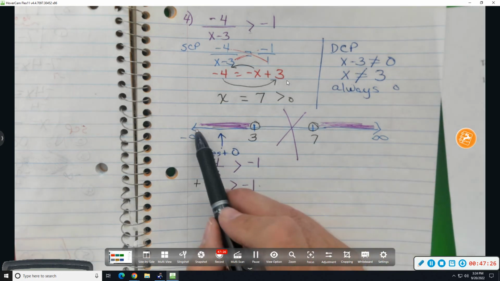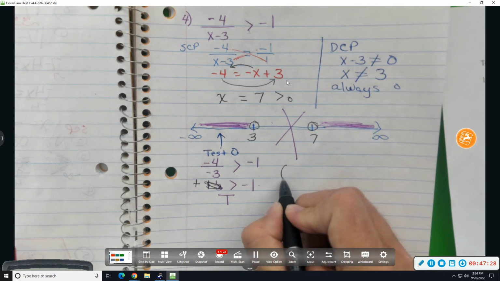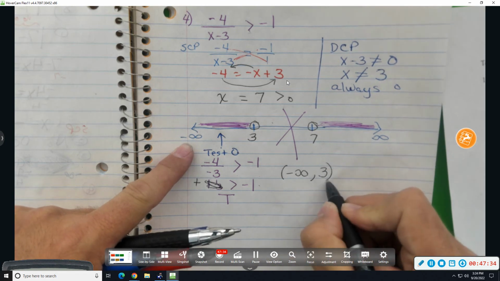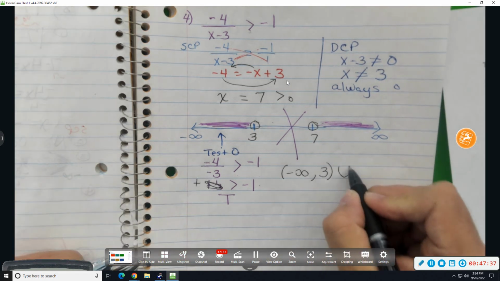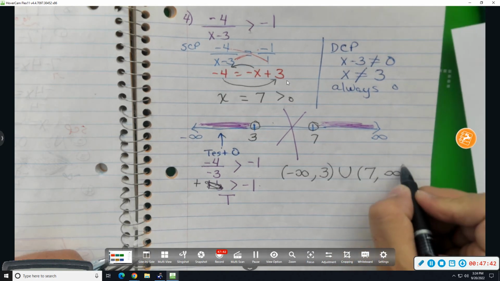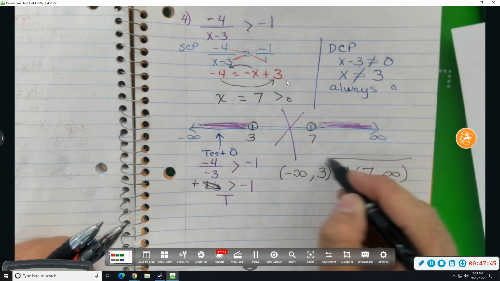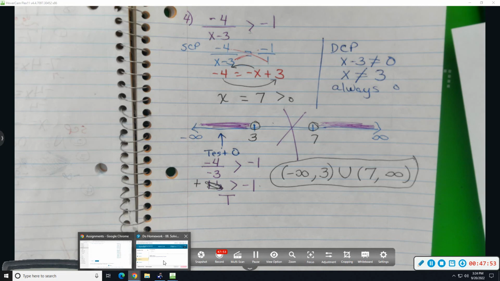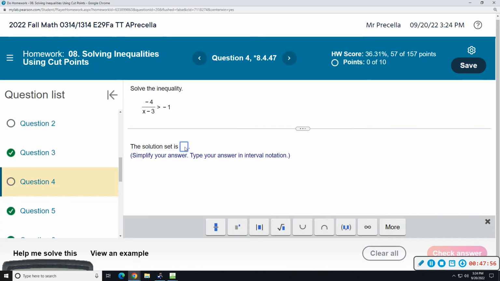So the interval notation: parentheses, negative infinity, comma 3, parentheses, union, parentheses, 7, comma, infinity, close parentheses. Any questions on that one? It worked out nice. It was only 2 cut points, no fractions as cut points. Okay.